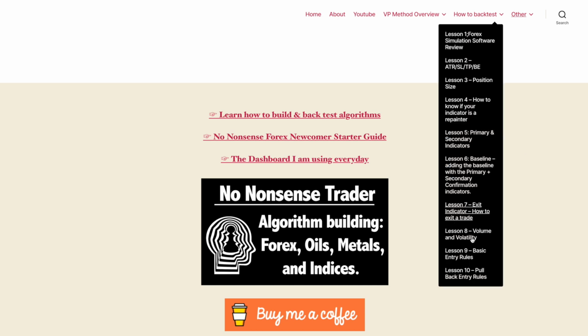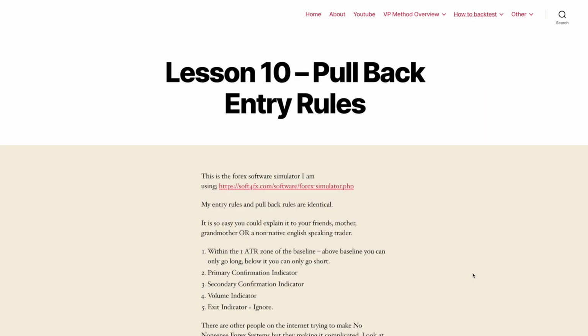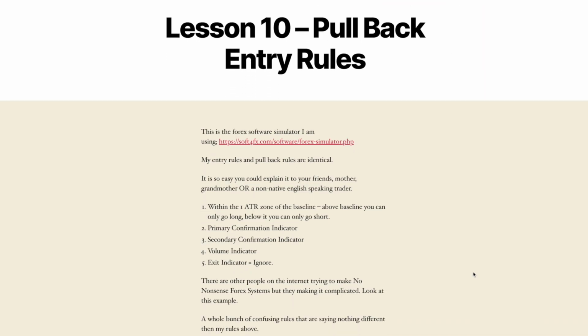So how to backtest, we'll go to pullback entry rules. Scroll down. Here are my rules. You can teach these rules to anybody, your friends, your mother, your grandmother, or a non-native English-speaking trader. Those are the people having trouble understanding. These rules are so easy to understand.